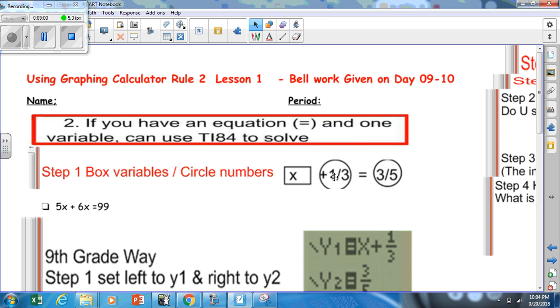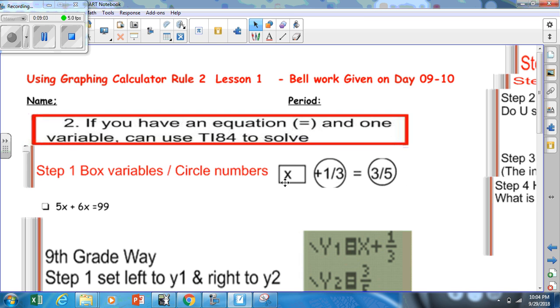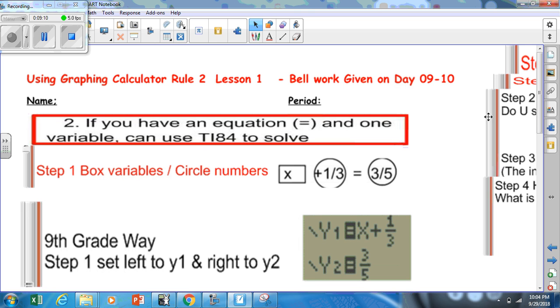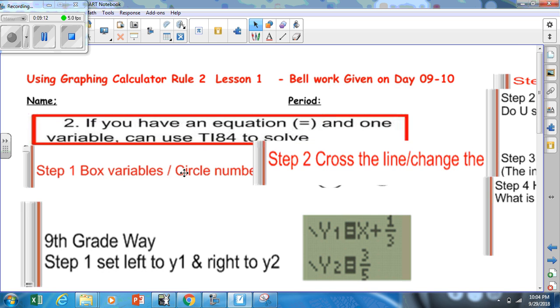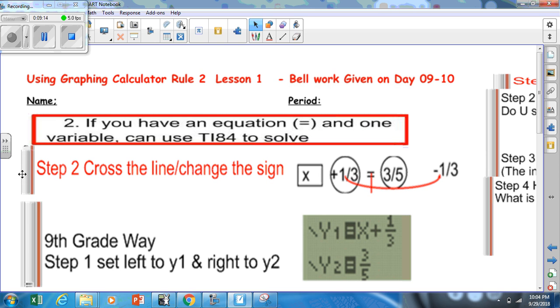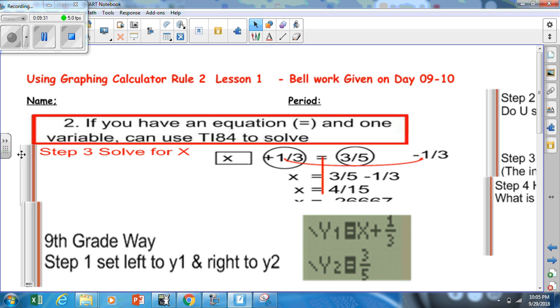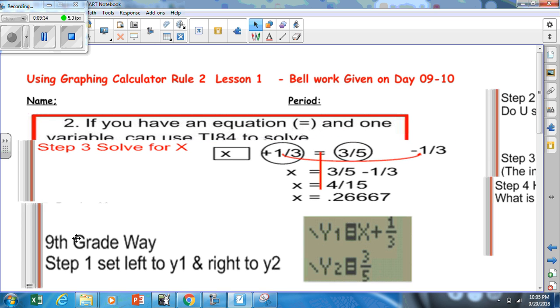Step 1, or step 2, we have to combine our circles. In this case, circles on both sides of the equal sign. So cross the line, change the sign. 1/3 turns into -1/3. We got to combine that with 3/5. When we combine that with 3/5, we see that we actually get x equal to 4/15, which as a decimal looks like this, 2.667. And it's kind of ugly because it's a repeating decimal.